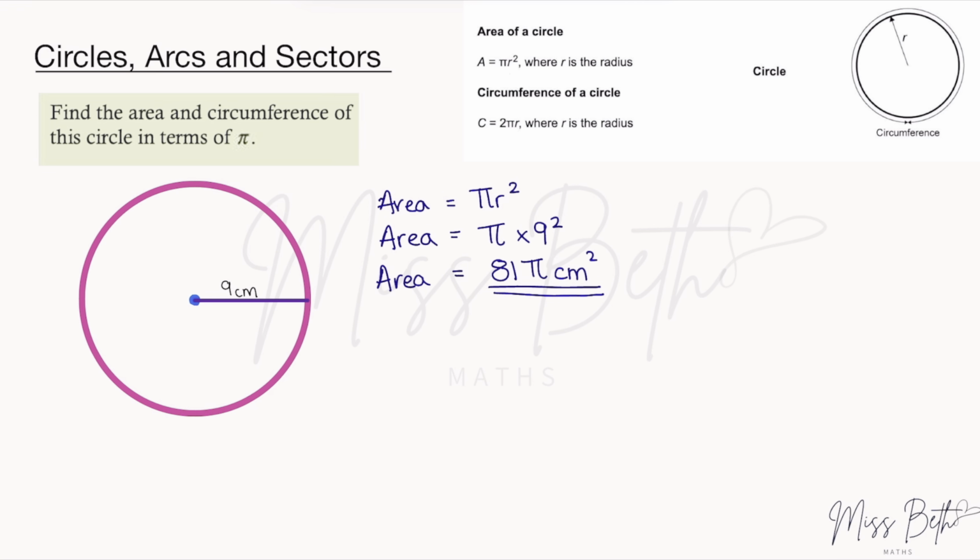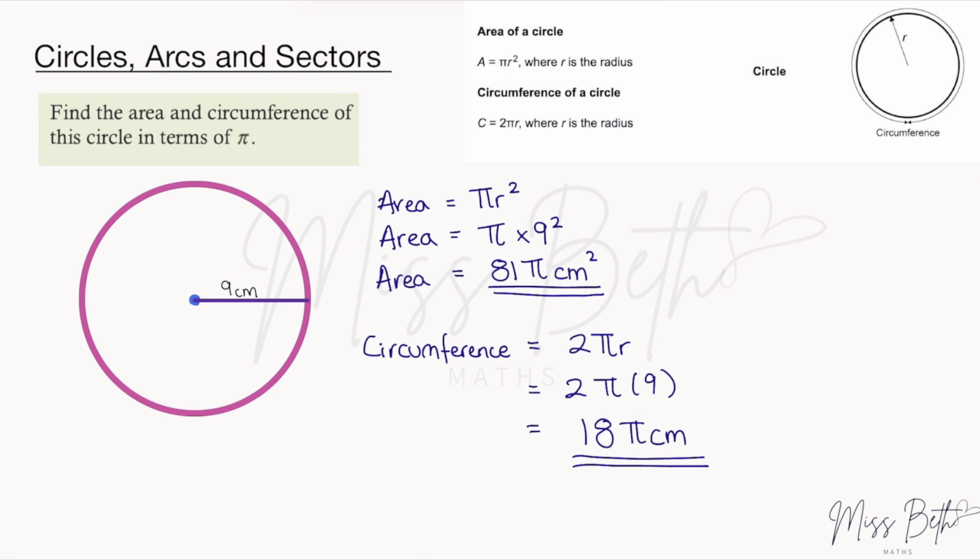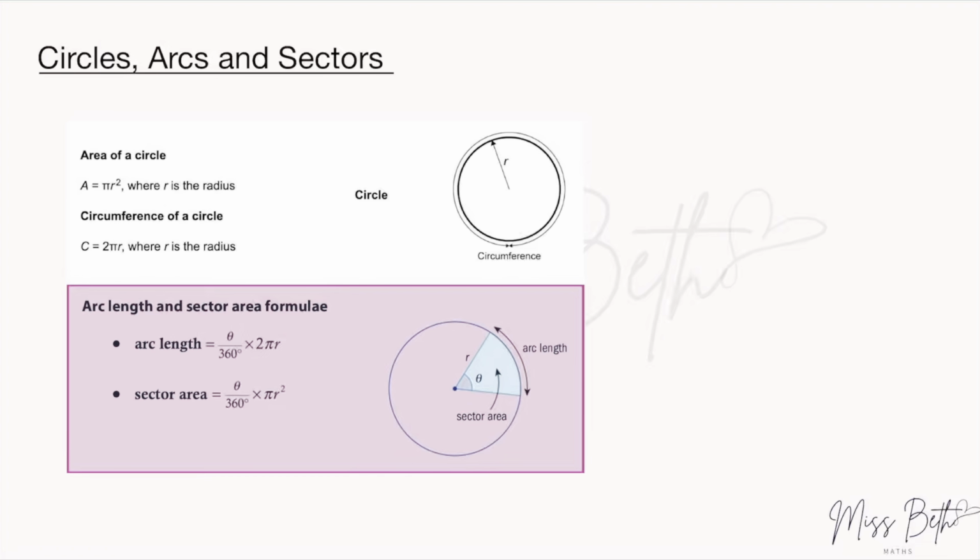Okay. So moving on, we now want to find the circumference of the circle. So the circumference, okay, is equal to 2 pi r. Okay, so here we've got 2 pi, lots of the radius, which is 9. Okay, so overall this would be equal to 18 pi centimeters. I'm being very lazy there, sorry, and not writing out circumference 3 times, but that would be our circumference.